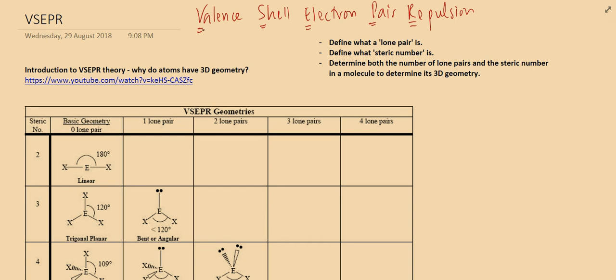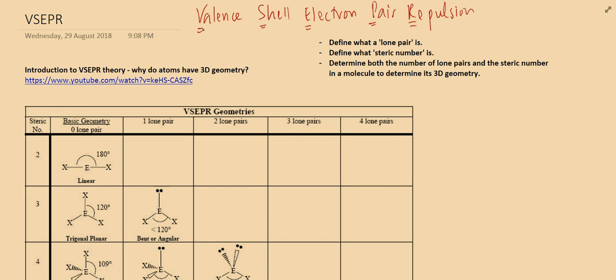But the basis of this theory is this idea that in molecules there are electron pairs that you would find. They want to get as far away as they can from each other, and this is what gives rise to the three-dimensional geometries of molecules.